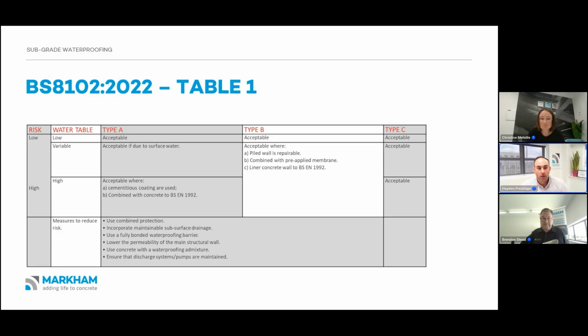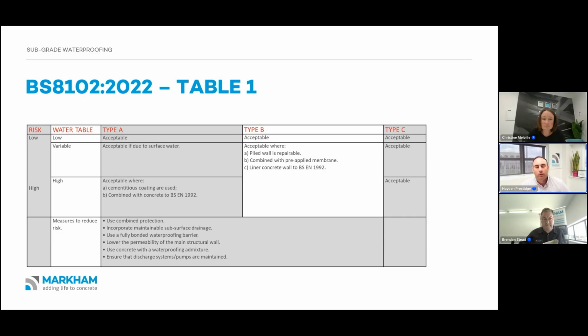Now, where the water table is high, the bonded membrane systems are acceptable. Obviously, your concrete has to be to code. For us, it would be 3600 in Australia. But type B is becoming less acceptable here when your water tables are up because of that risk associated. You actually physically need a barrier.